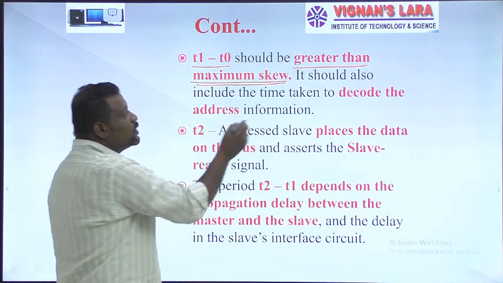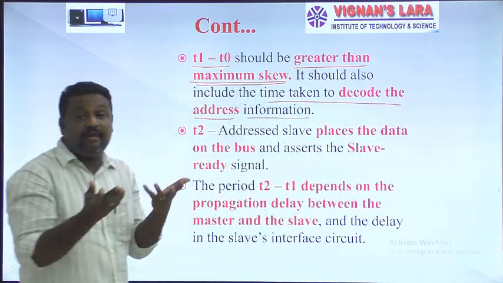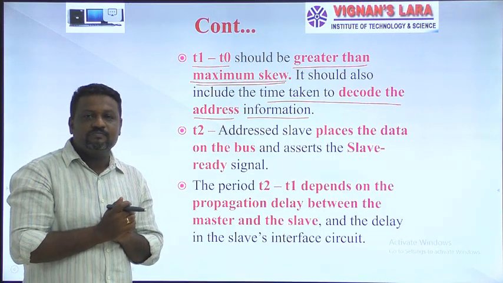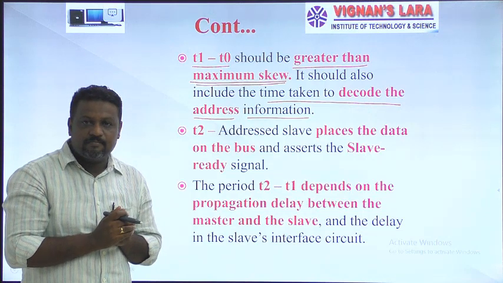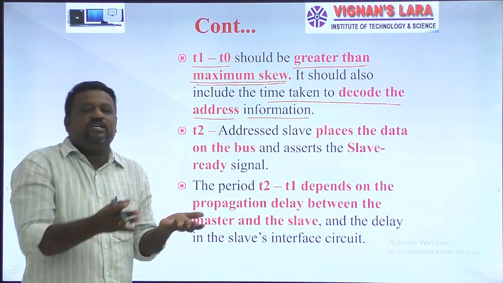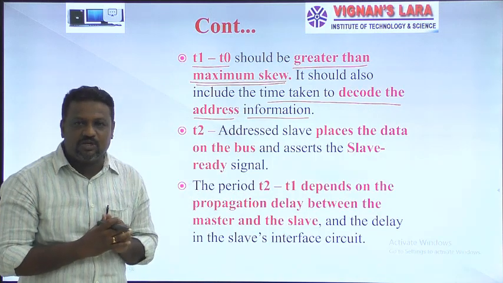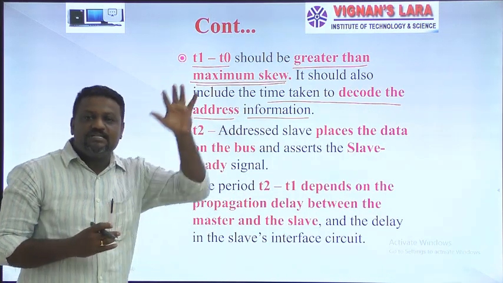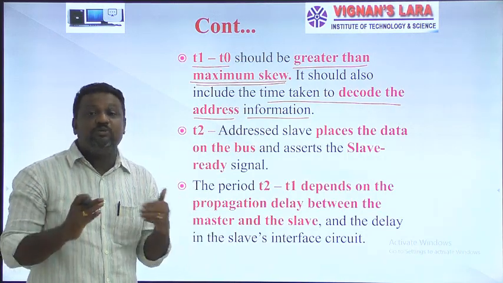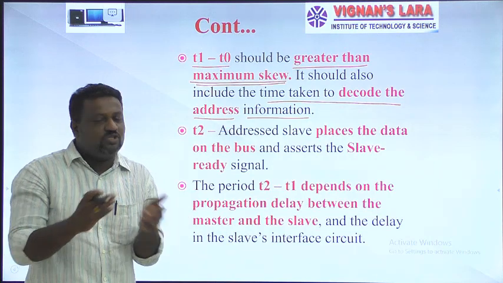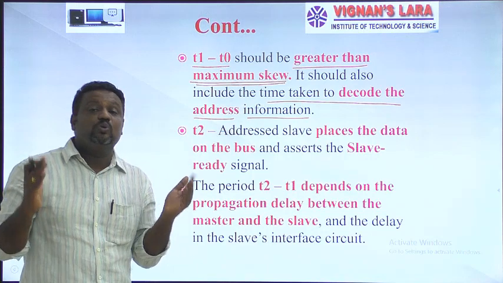It should also include the time taken to decode the address information by the slaves or the devices which are connected to the bus. We know that once a master sends an address over the bus, that address can be received by all the devices which are connected to it. Once the address is received by all the devices, those devices take a certain amount of time to decode that address. Once they decode that address, they identify which device the generated address belongs to.